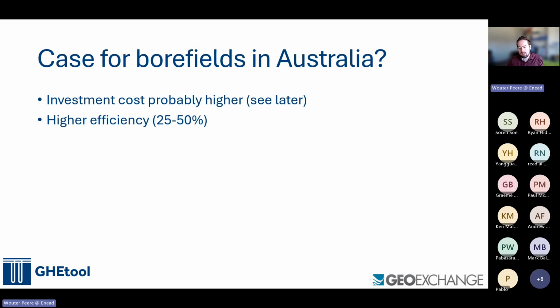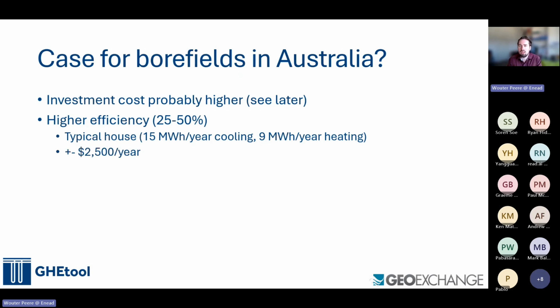So a ground source heat pump has a 25 to 50% higher efficiency than an air source heat pump. Now the percentage, of course, depends whether you're in a colder or a hotter region, but overall the performance will be better. And this has an impact on the running cost, of course, because if we take a typical house with 50 megawatt hours per year of cooling and 9 megawatt hours per year of heating, we know that the electricity cost for that will be around 2,500 Australian dollars for each year.